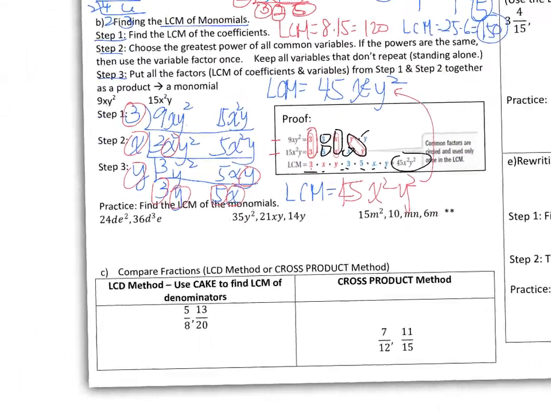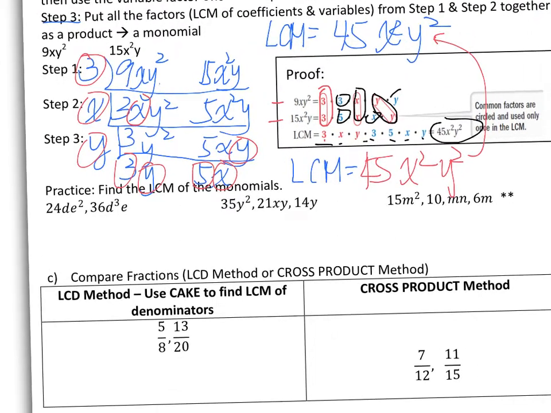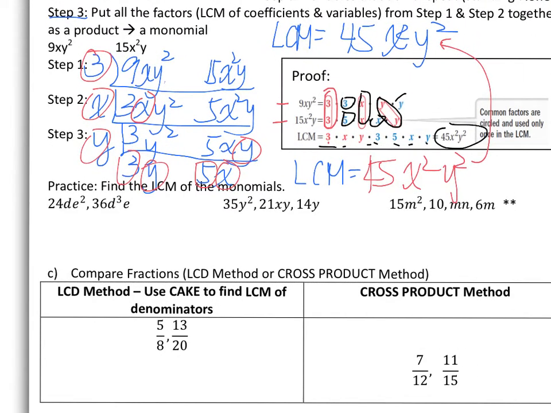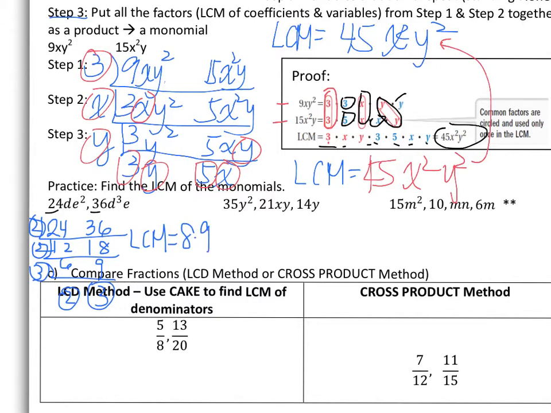Now let's do more practice. Between 24 and 36. 2, 12, 18, 2 times 6, 2 times 9, 3 times 2, 3 times 3, we stop here. So 2 times 2 times 3 times 2 times 3 is 72. But I'm going to write 8 times 9 here.